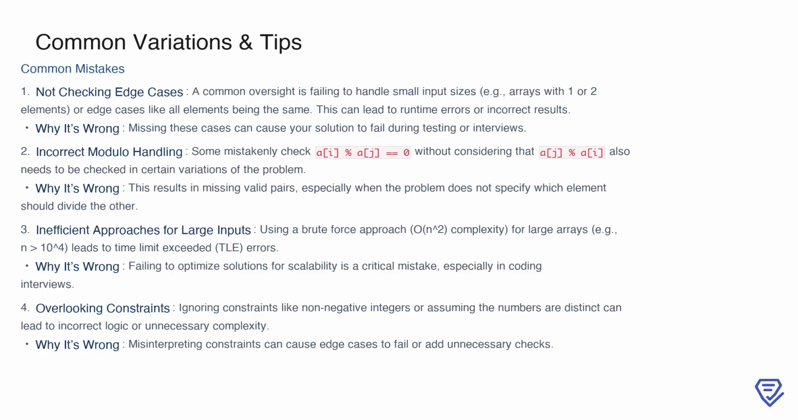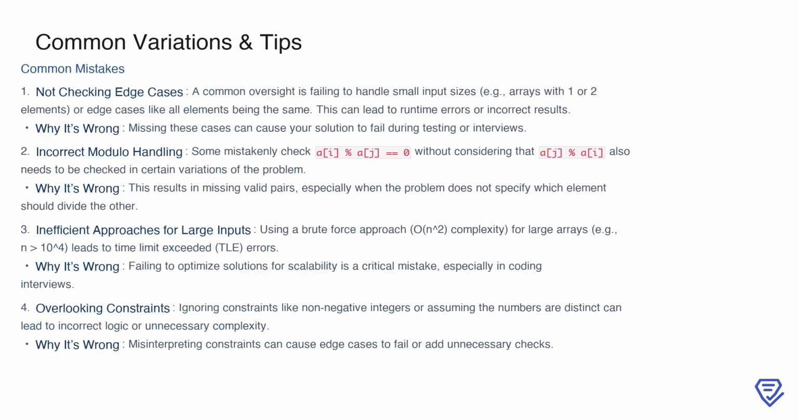Next, be cautious with how you handle the modulo operation. Some mistakenly check only if j equals 0, without considering that in certain variations of the problem, you might also need to check if j equals 0. Missing this detail can result in overlooking valid pairs.